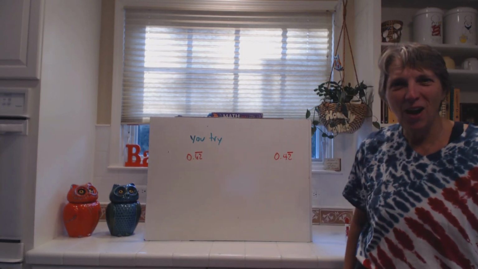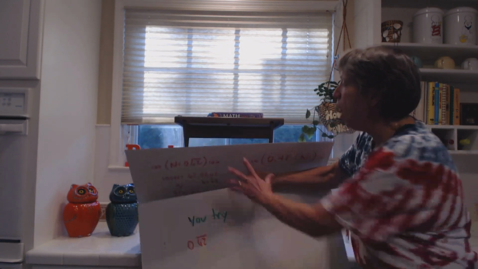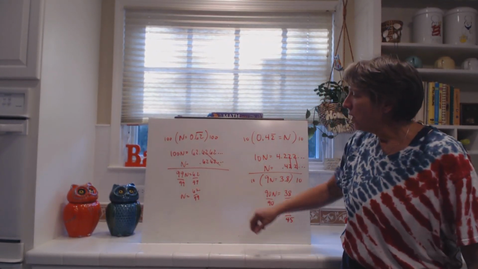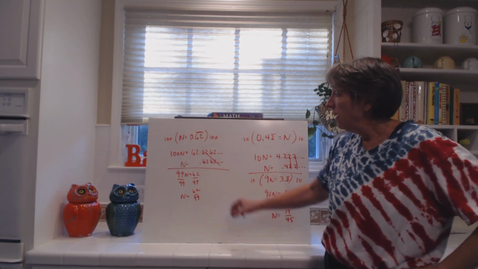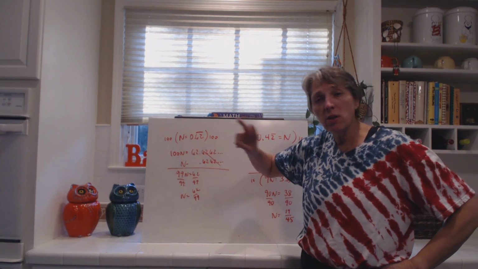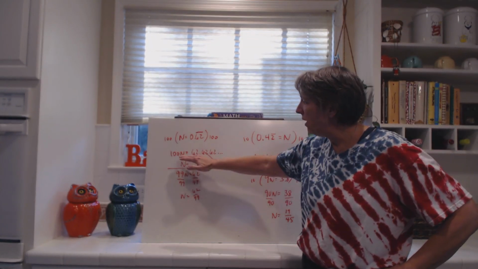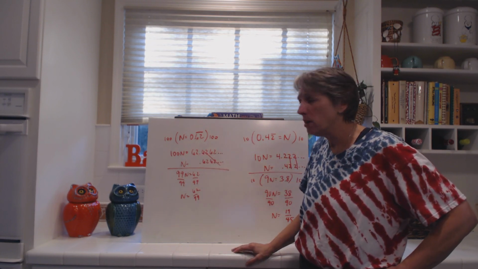Welcome back. I hope you got it right. Let's see how you did. So, did you get... whoa, it always does that. I have always had some kind of mishap. You should have gotten 62/99. You're going to multiply by 100 because the two digits repeat. When I multiply by 100, I get 100n equals 62.6262, and so forth and so on with the ellipsis.